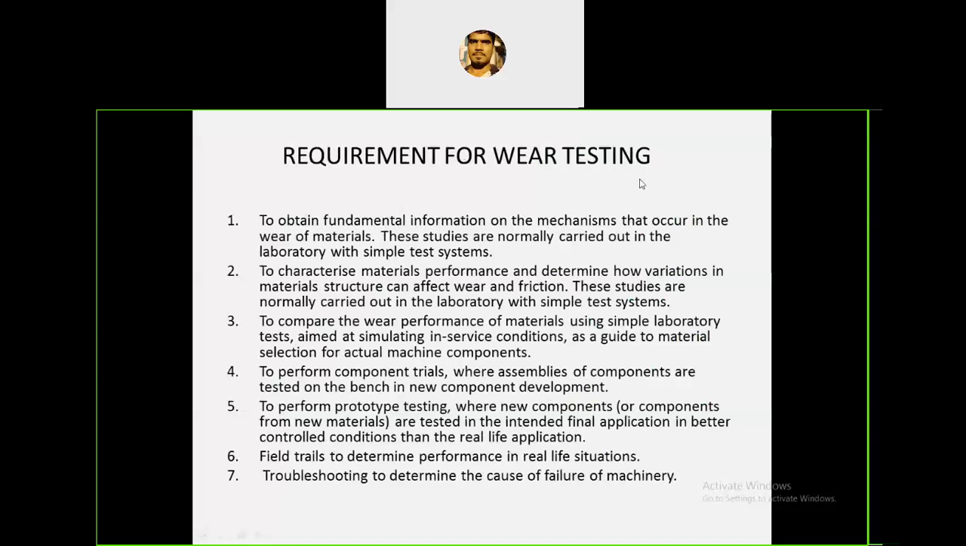If I use steel, it gives a different wear rate. If I use aluminium, it gives a different wear rate. If I use any alloys, it gives a very different wear rate. So every material has its own wear rate and different characteristics. With the help of these things, we can characterize those properties easily.